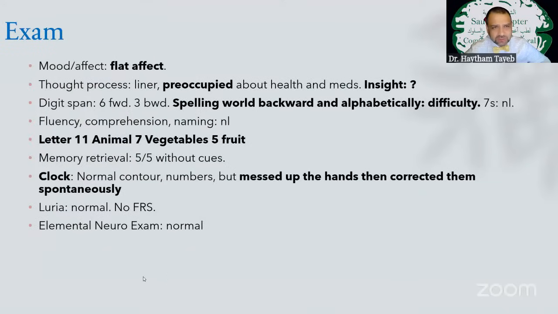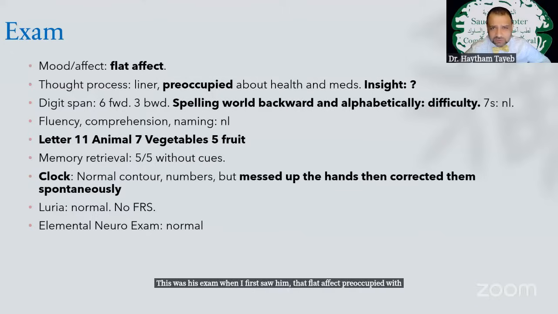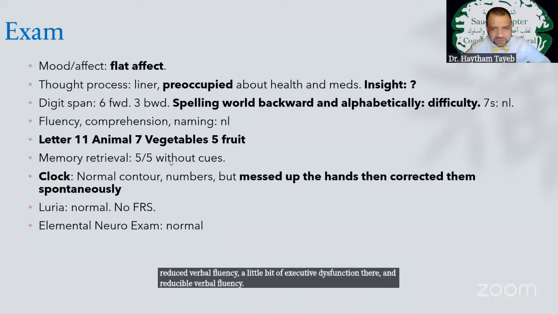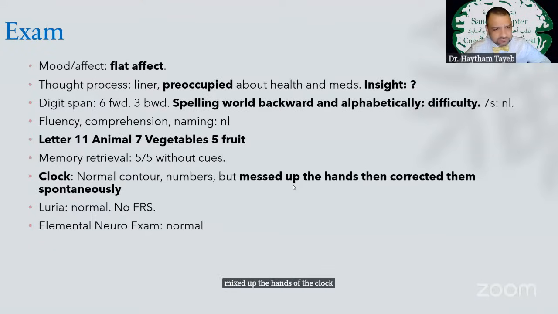This was his exam when I first saw him: that flat affect, preoccupied with what's going to happen to his health. Not really clear if he had insight. Reduced verbal fluency, a little bit of executive dysfunction there. Mixed up the hands of the clock, normal Luria, no frontal release signs, normal neurologic exam without bradykinesia or tone abnormalities or corticospinal tract signs.